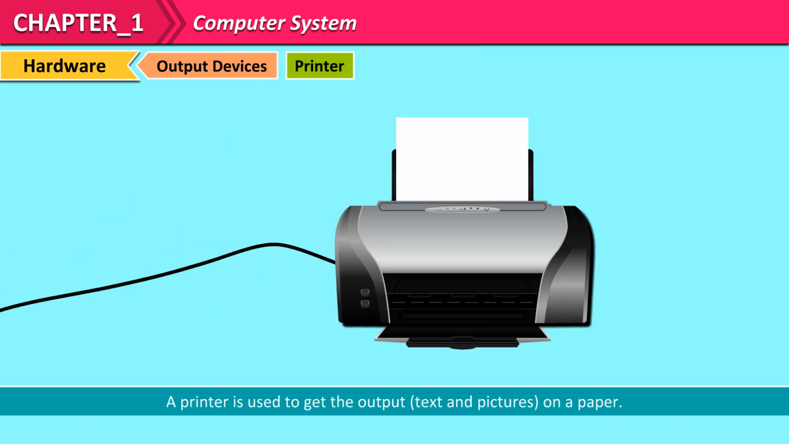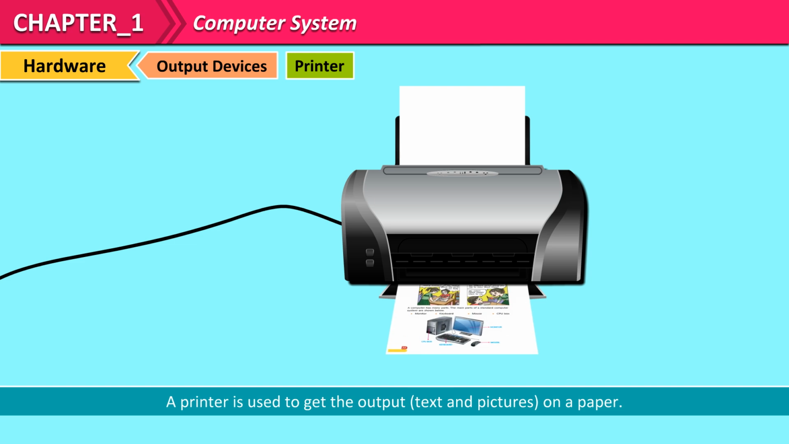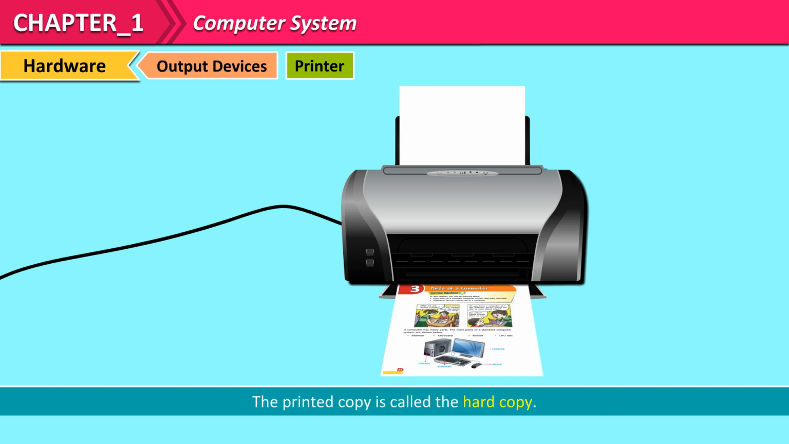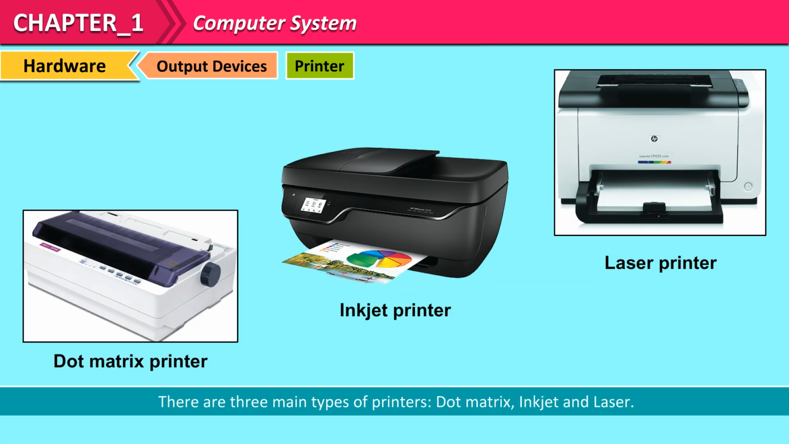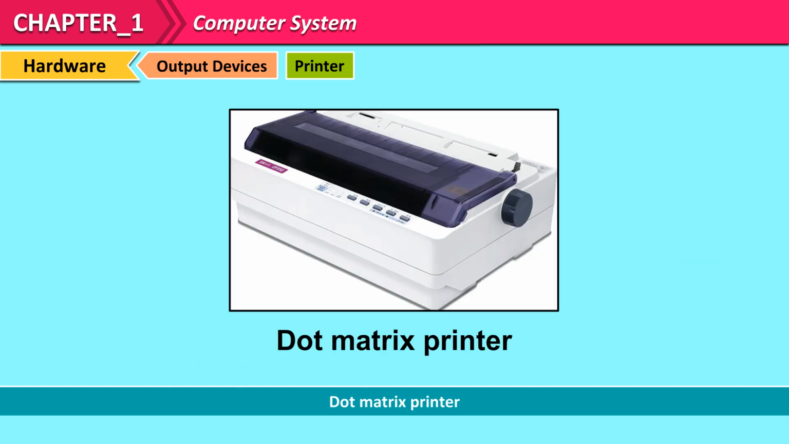Printer. A printer is used to get the output, text and pictures on a paper. The printed copy is called the hard copy. There are three main types of printers: dot matrix, inkjet, and laser. Dot matrix printer. It can print only a few pages in a minute. It is one of the earliest printers and creates a lot of noise.